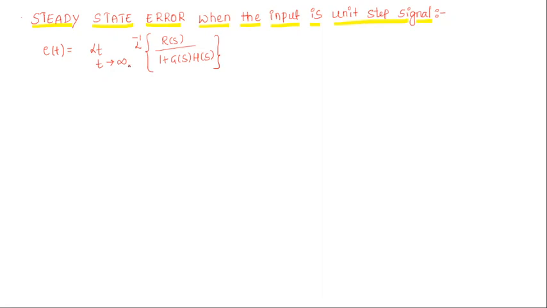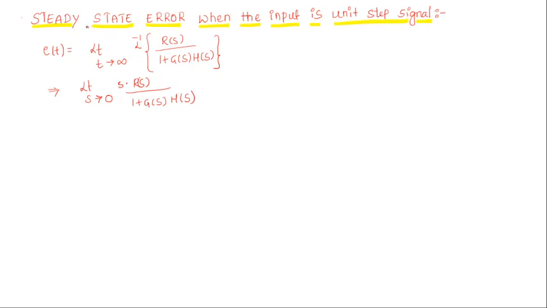According to the final value theorem, we can write the steady state error also as limit s tends to 0 s into R of s by 1 plus g of s into h of s. So this is the steady state error value, where R of s is the input, g of s is the plant transfer function, and h of s is the feedback transfer function.